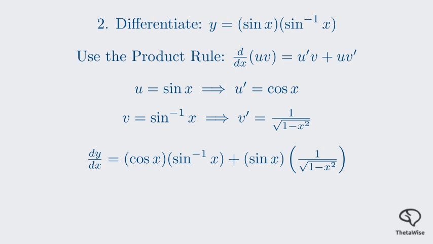dy/dx equals cos x times sin inverse of x plus sin x times 1 over the square root of 1 minus x squared. We can rewrite this for clarity as cos x times sin inverse of x plus sin x over the square root of 1 minus x squared. This is our final answer.